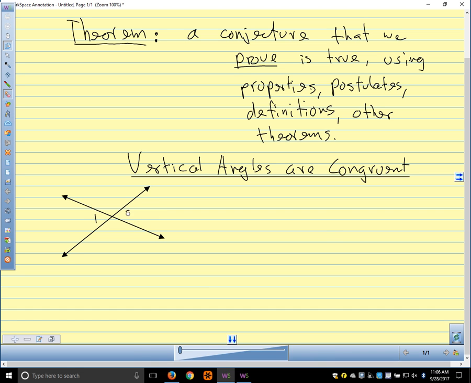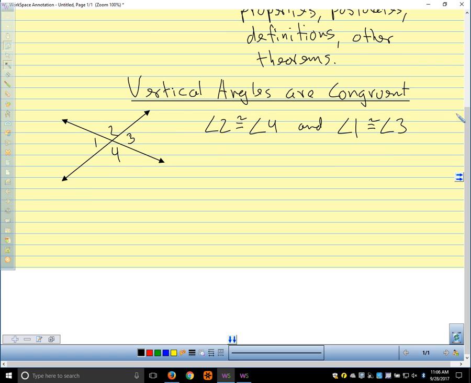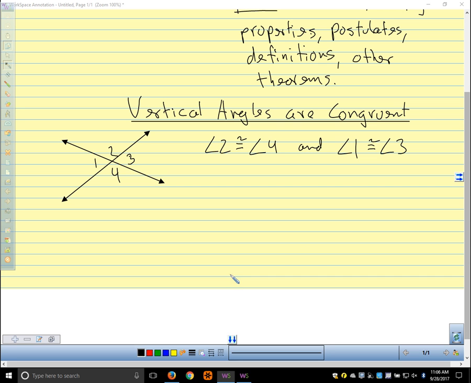So I'm going to label these angles 1, 2, 3, 4. When we are talking about vertical angles, I would say angle 2 is congruent to angle 4, and angle 1 is congruent to angle 3. That's what we mean by vertical angles. Now we're going to make an argument, do a proof to show that this is true.